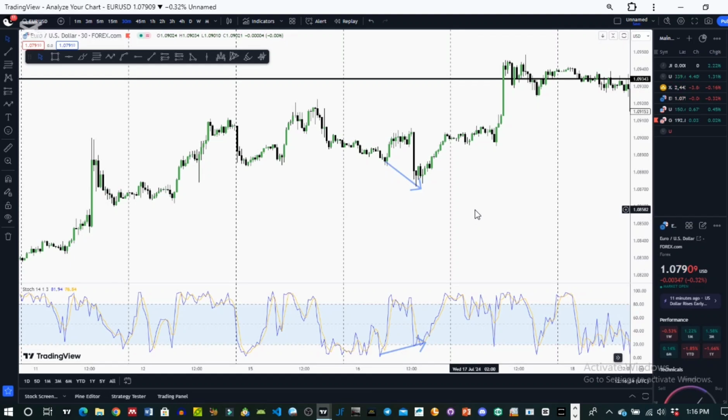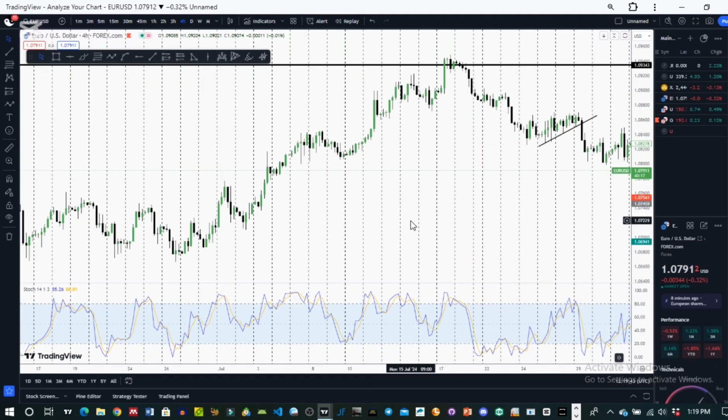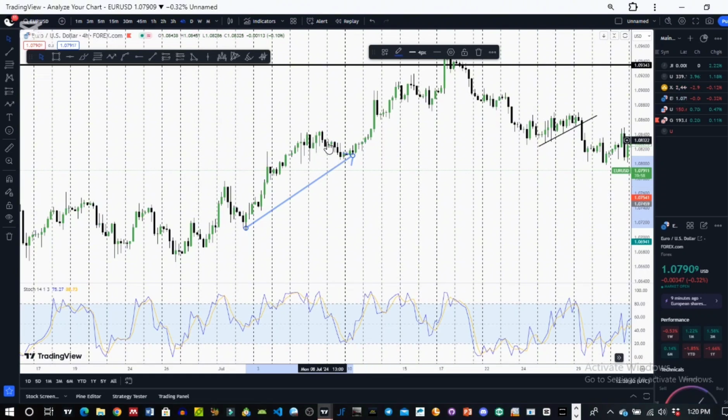For an example of hidden bullish divergence, here we have the Euro USD on the 4 hours time frame, and price was in an established uptrend and had some little retracement here. So how do we know when the end of this retracement has come? We could do this by finding potential bullish divergence, hidden bullish divergence.